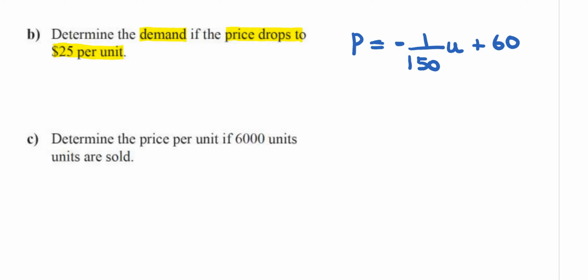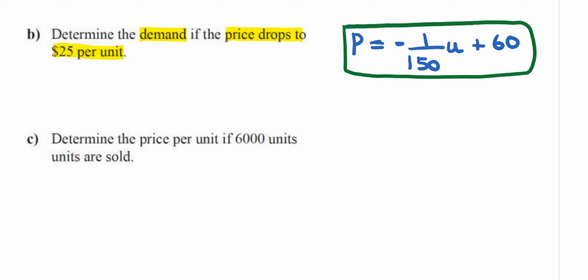Welcome to part 3 of the homework video guide for section 4.5, and I'll continue off with part B of question number 7 here. So back in part A, we did figure out the general equation for the problem, which is highlighted here in the green box. And for part B, determine the demand. Now, demand is represented by the variable U for units if the price drops to $25 per unit.